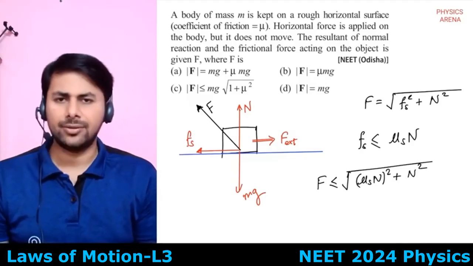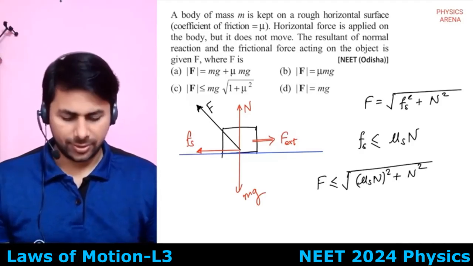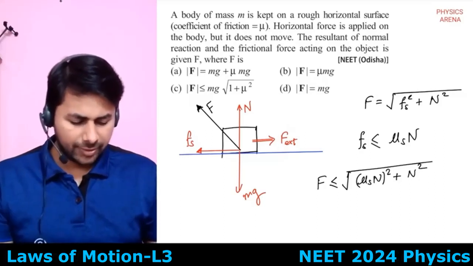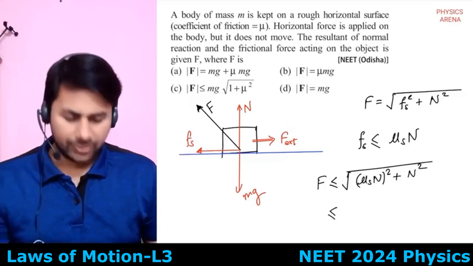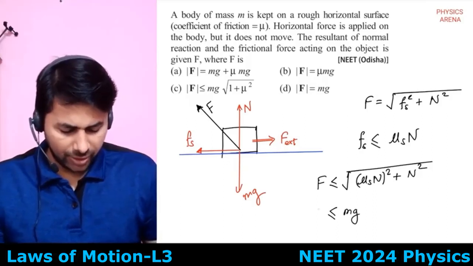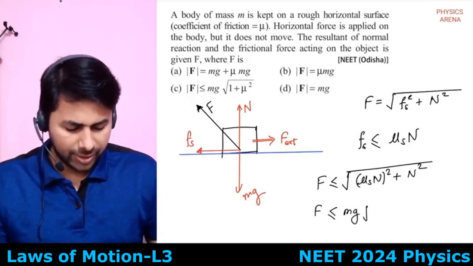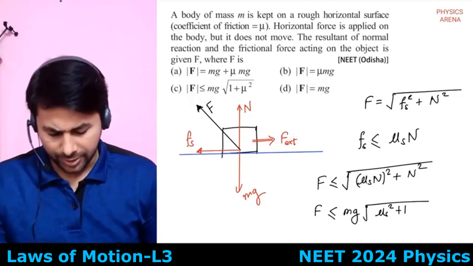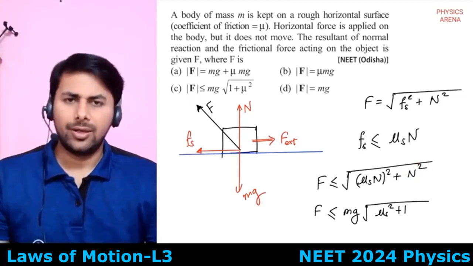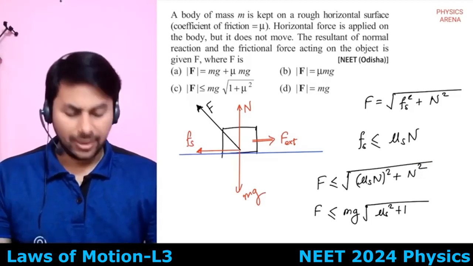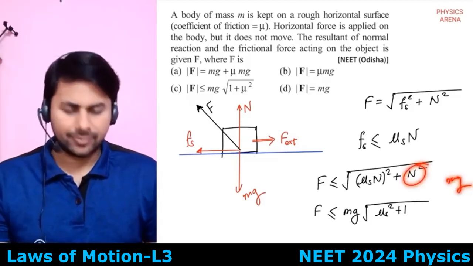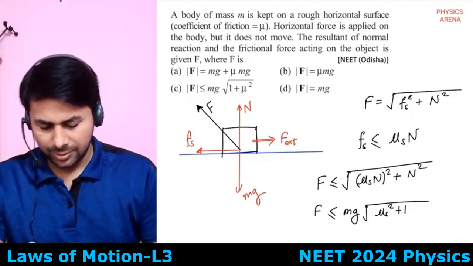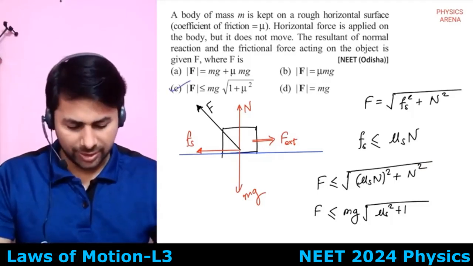And how much is normal reaction? It is equal to mg. So it is mg square. In the square root sign, you can take it outside. So you have F less than or equal to mg times square root of mu s square plus 1, if you take mg common, because N is equal to mg. Is it clear? Okay, this is a very simple question.